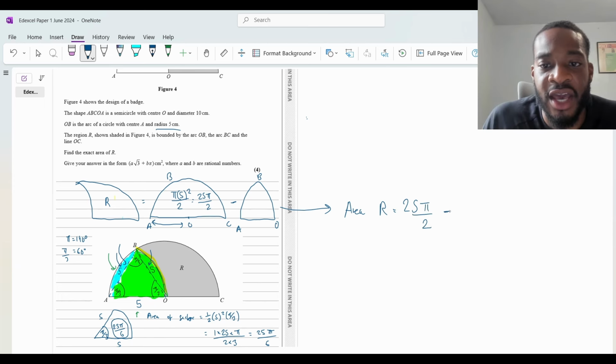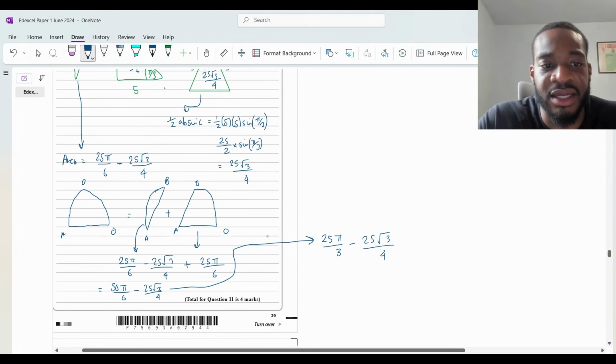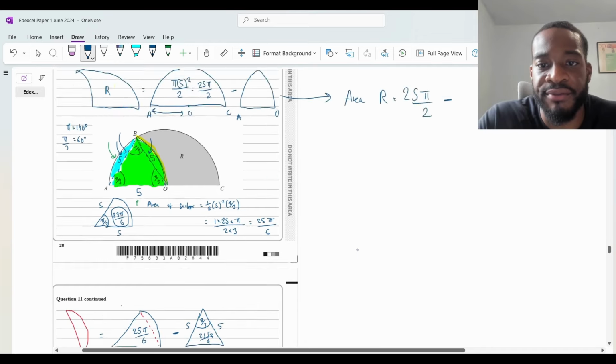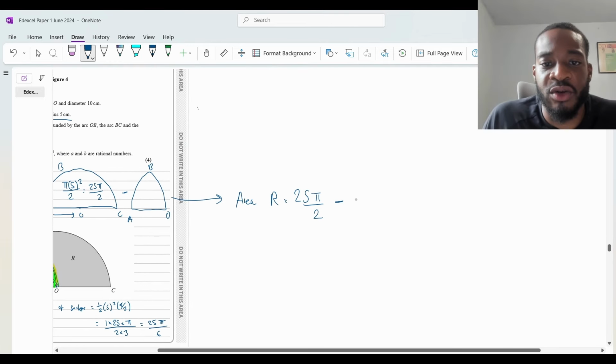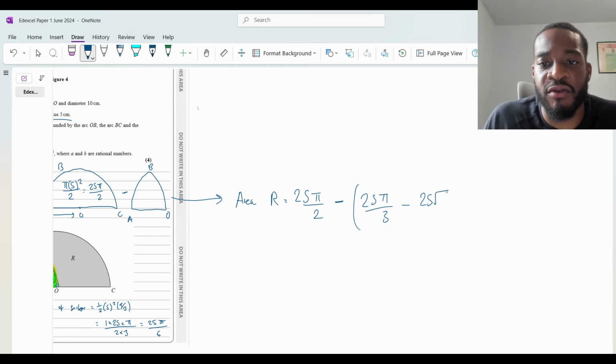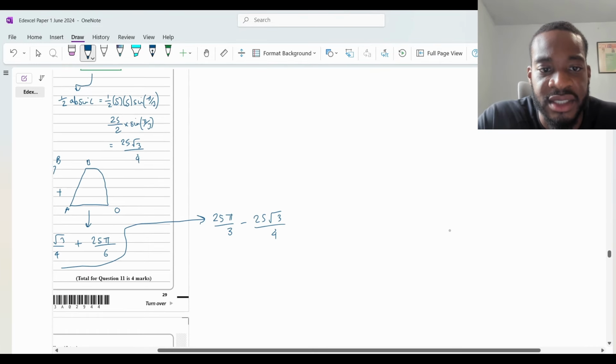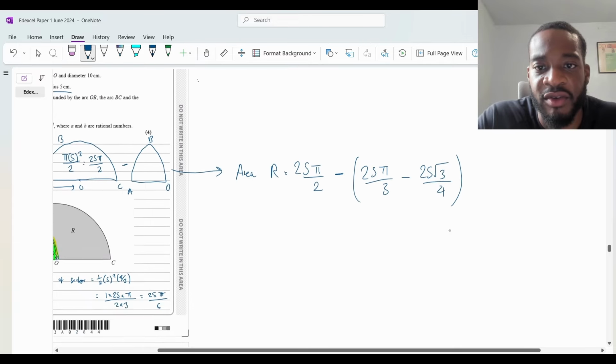And then I'm going to take away the area of this region here, which we now know is 25 pi over 3 minus 25 root 3 over 4. I need to put a bracket around it though, don't I? So 25 pi over 3 minus 25 root 3 divided by 4. Let me just double check I've done that correctly. Don't want to make any mistakes. Yep, 25 pi over 3 minus 25 root 3 over 4.